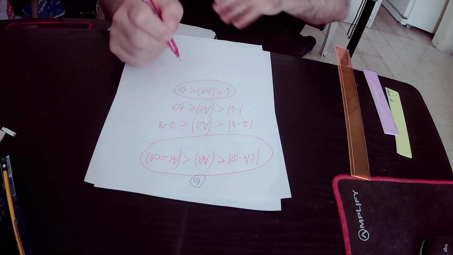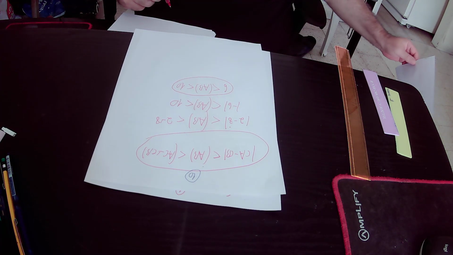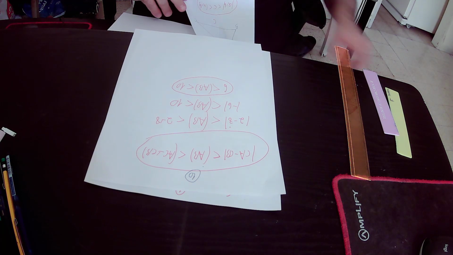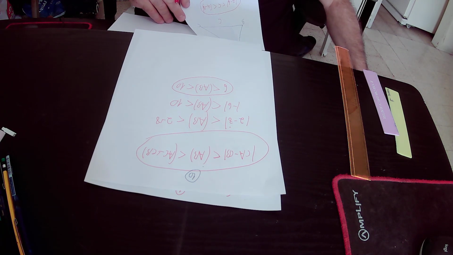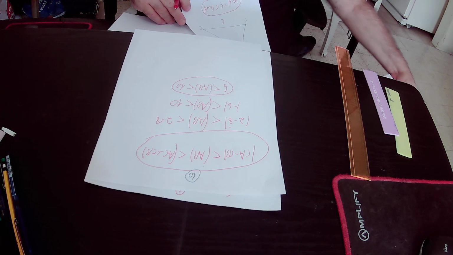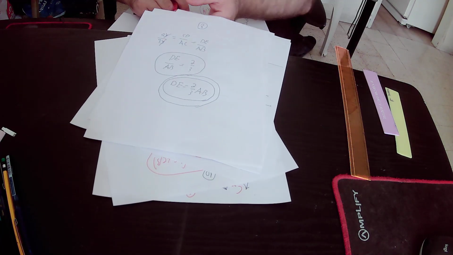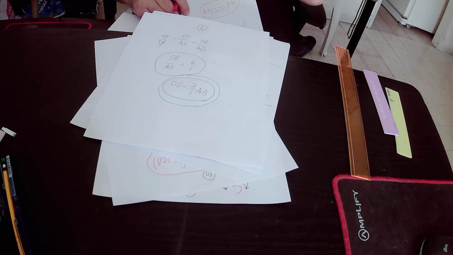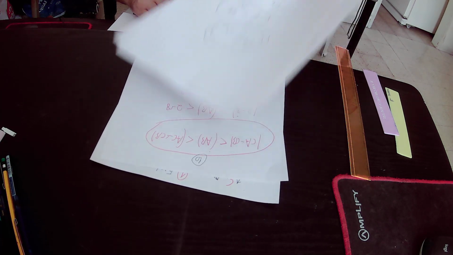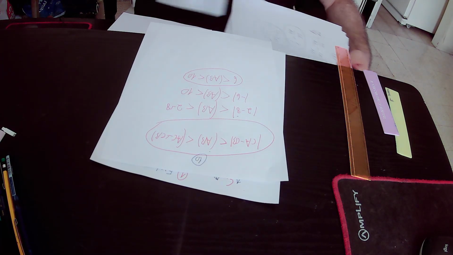Okay? But we have already found out that DE equals 2/3 AB.